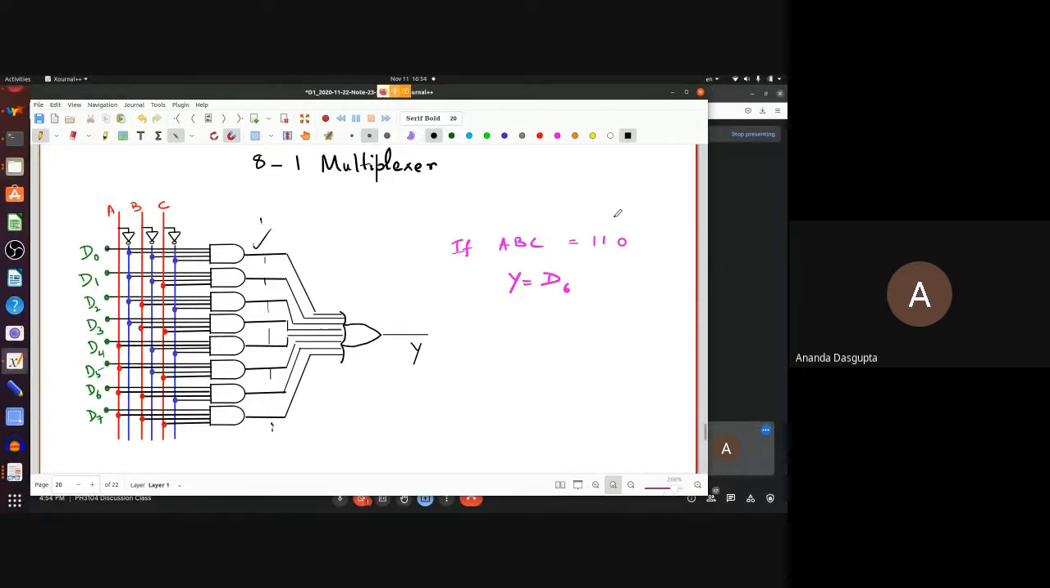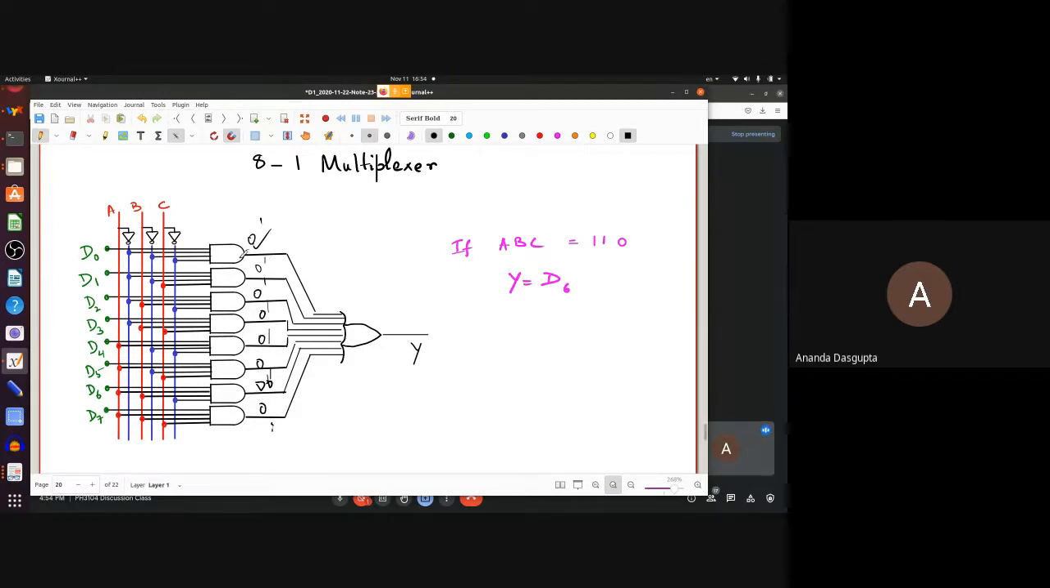So A bar, B bar, C bar will definitely be low because one or more of the inputs in this case is low. So it doesn't matter what D0 is, the output here will be low. The output here will be low for the same reason. The output in this one will be D6. Everything else will be low.